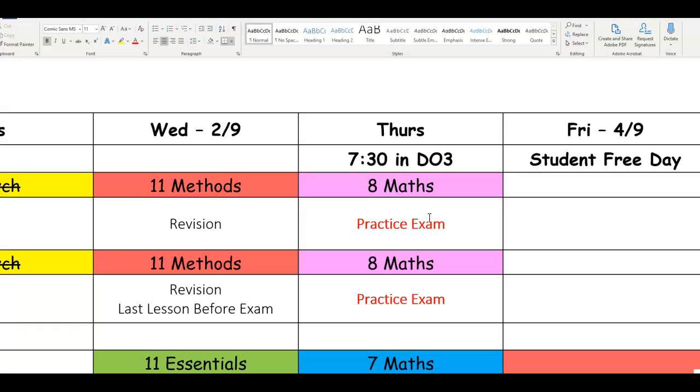I will be in here from 7:30. Yes, people will be starting the exam at 7:30. Is that okay? Otherwise, because we have a double lesson, you probably will only have time to do one exam and mark one exam.